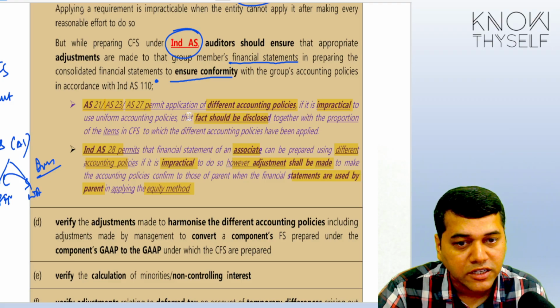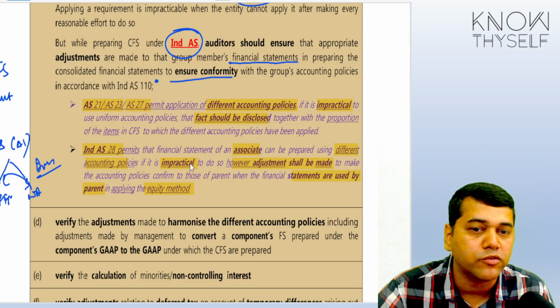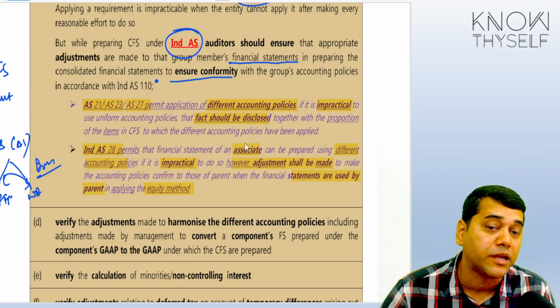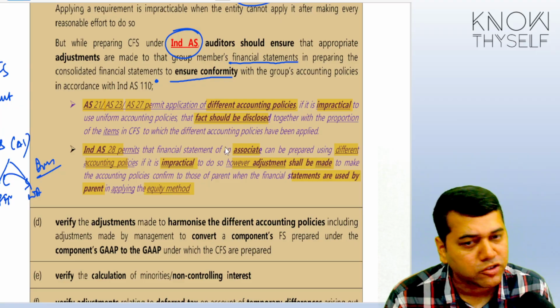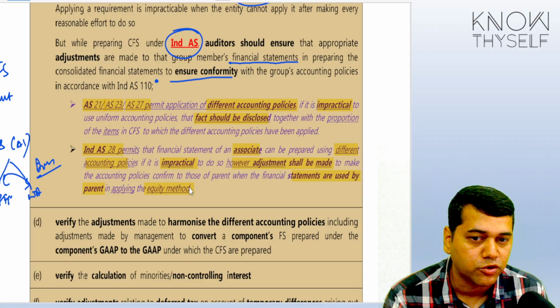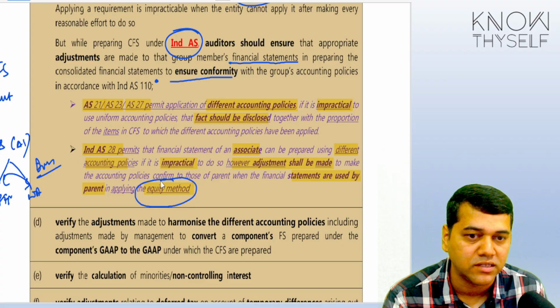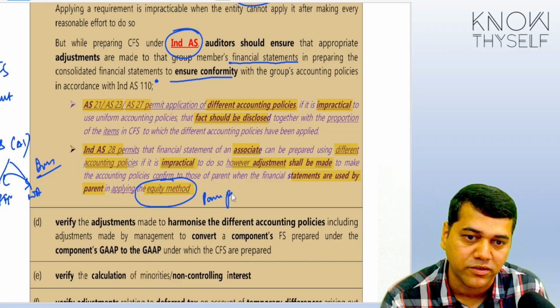Okay, so what they are trying to tell is, if the associates are okay, because it can be really impractical, we cannot tell our associate to follow our accounting policy. See, this is what they are trying to tell. So let the associate follow a different policy only, but we don't give that exemption of disclosure to you if you are following the equity method. That means your adjustment should happen as per the parent's policy.